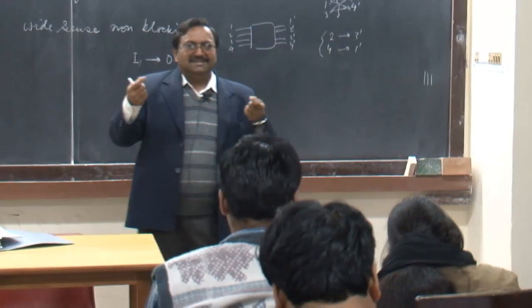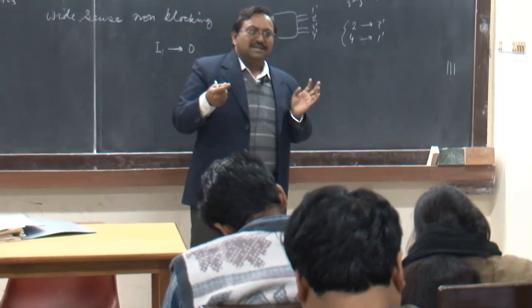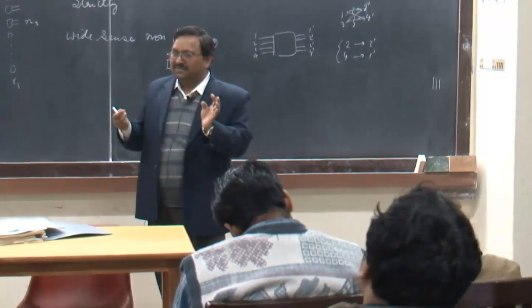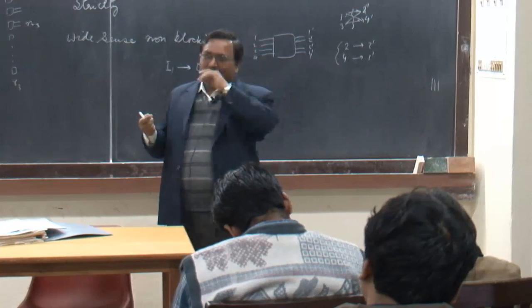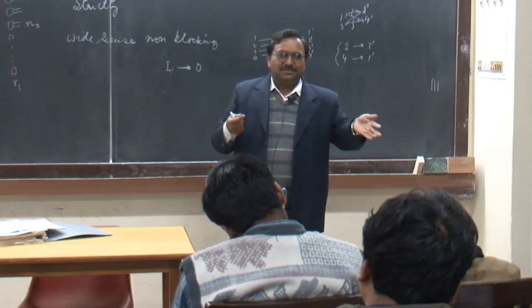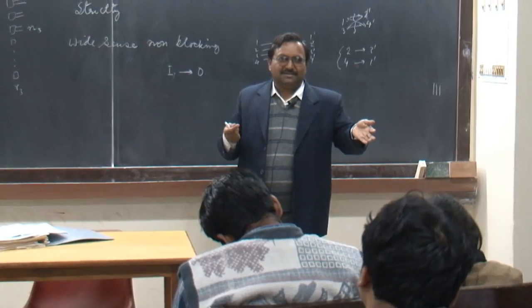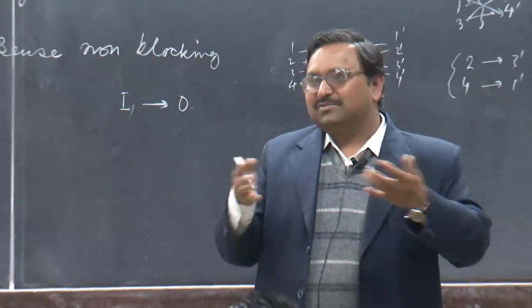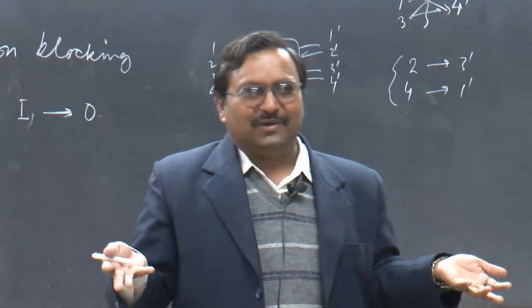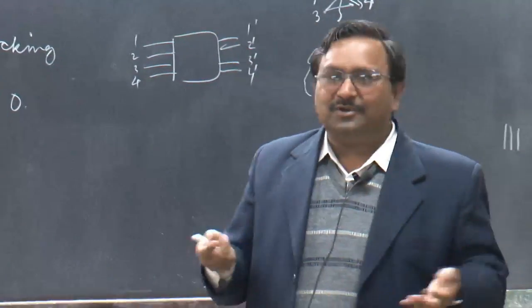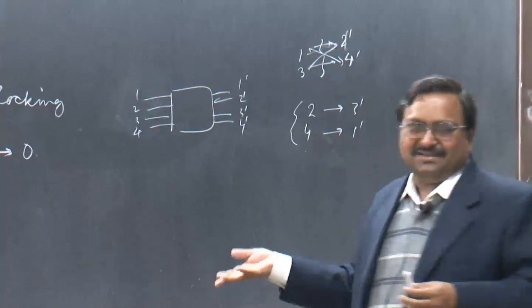The rule of thumb is to try to push the connection towards the heavily loaded side as far as possible. If that is not possible, then go to the least loaded side in the network, and you will minimize the blocking probability. That is the rule you are following. If you don't follow the rule, you might end up in blocking.